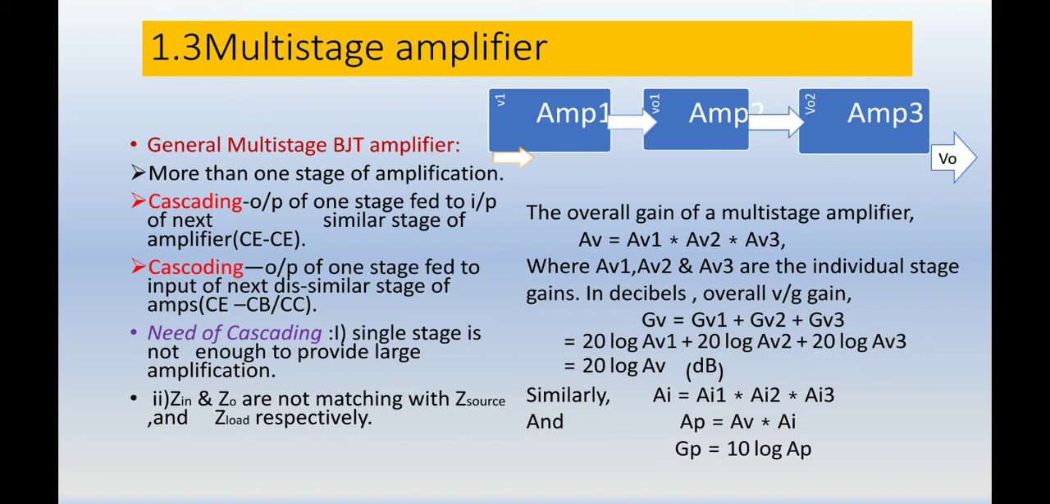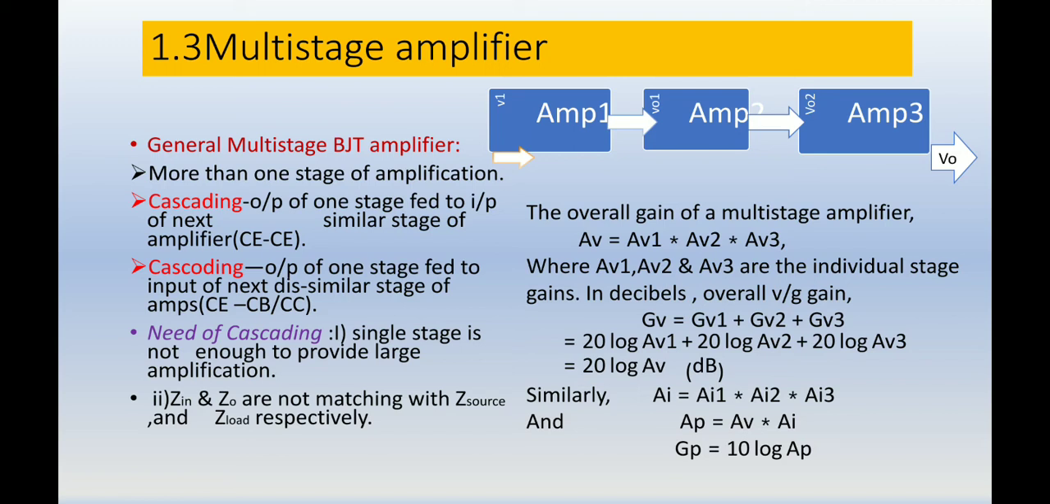Then what is the need of cascading? Very important. As we know, a single stage is not enough to provide the required amplification, so we require the multi-stage amplifier. And second, there is the impedance matching problem in the single stage amplifier, where matching cannot be obtained between the input impedance of the amplifier and the source impedance, and the output impedance of the amplifier and the load impedance.